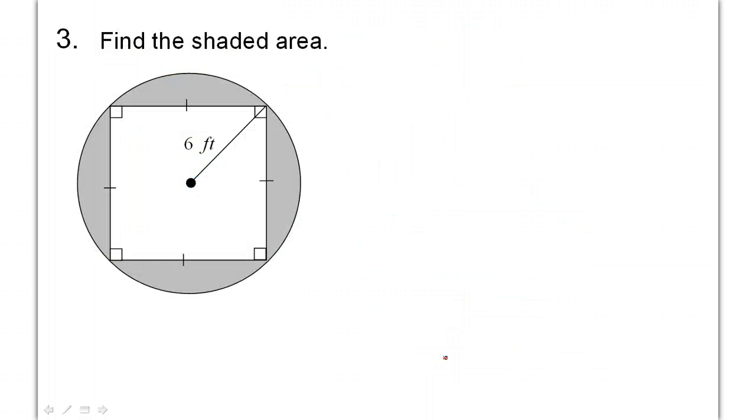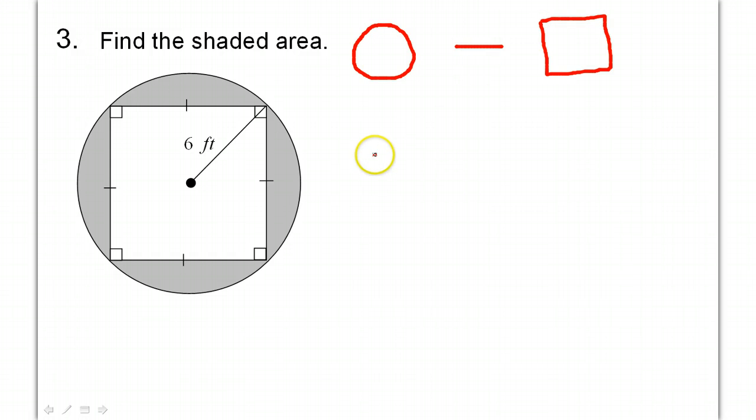Okay. Number 3. When you have a shape inside of a shape like this, you should set up a diagram showing your strategy. So we will take the outer shape and subtract the inner shape. So our plan is to do what minus what? Hopefully you said we're going to do the area of the circle minus the area of the square. Okay, circle minus square. So let's set that up.